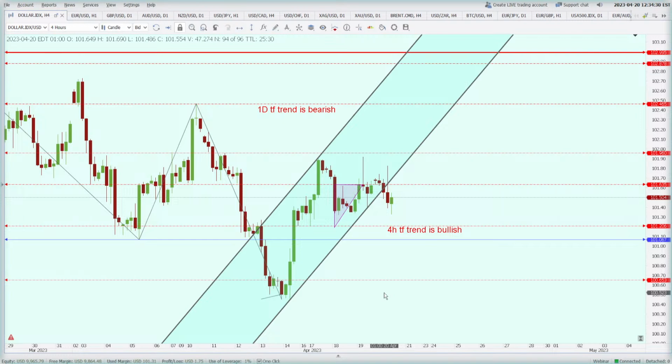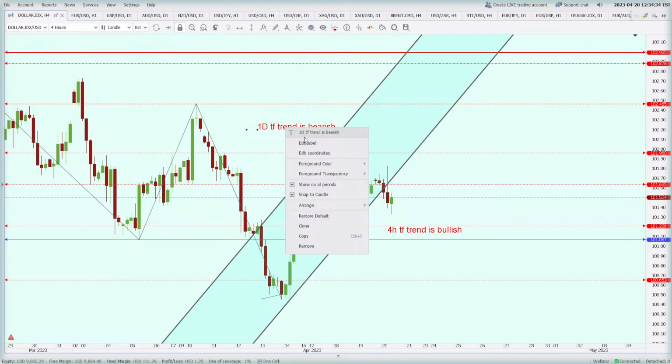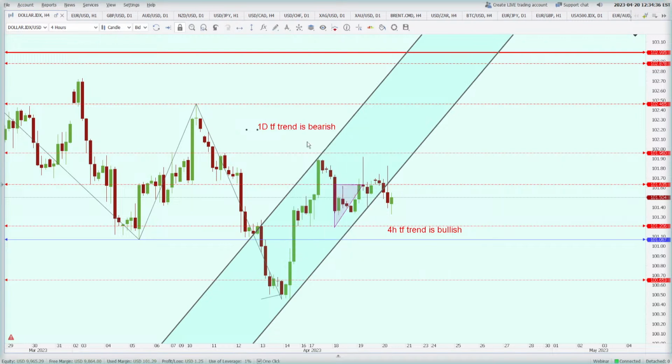All right, so I have mentioned here that the 1 day time frame is bearish. I should also mention the level: it is bearish below 102.995. So the 1 day time frame is bearish below 102.995. The 4-hour time frame is bullish above 101.20.